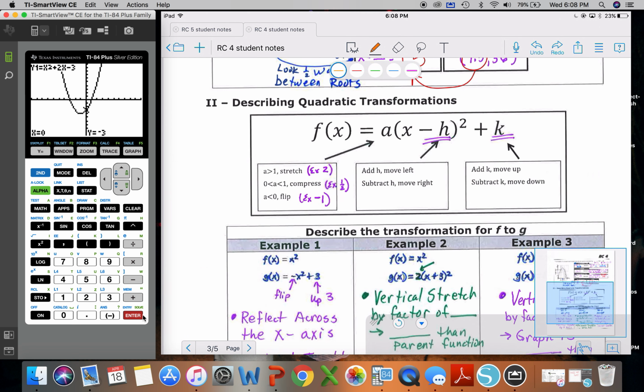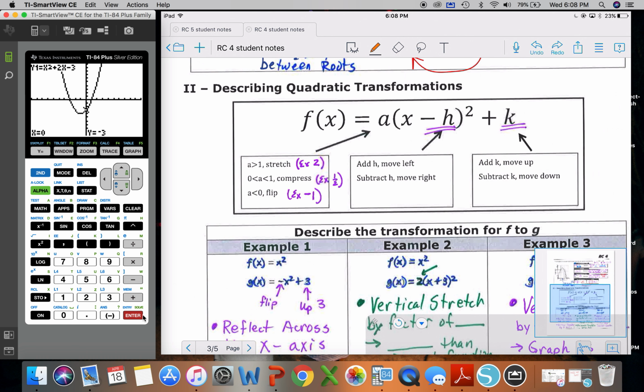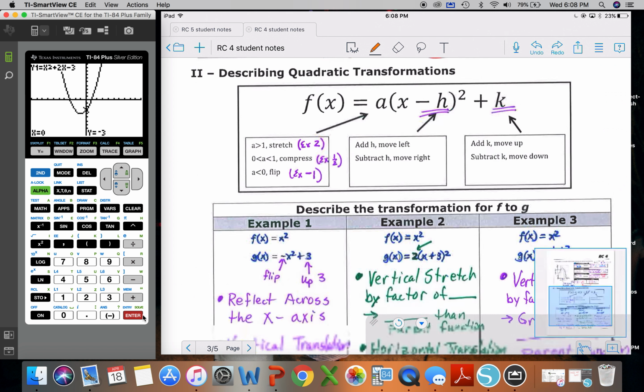In part 2, we're asked to describe quadratic transformations. What we're shown here is vertex form, which is a(x minus h) squared plus k. Vertex form is not given to you on your formula chart, so if it is something that you like to use, you would need to memorize it. Listed below are all of the things that a can do, that h can do, and that k can do.